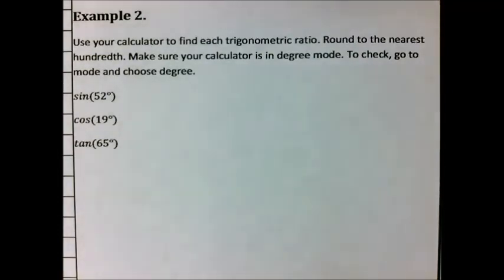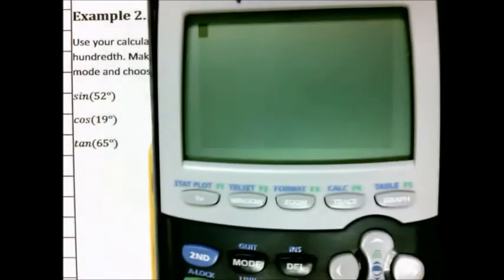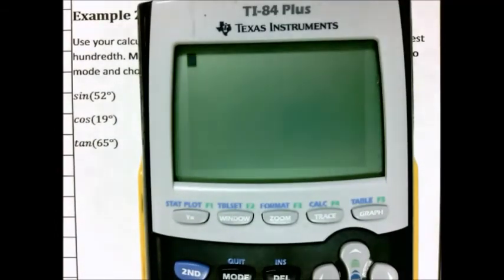Okay, so example 1 dealt with trying to find the trig ratio based on sides. Example 2 deals with trying to find trig ratios based on angles, okay? And we're going to need to round to the nearest hundredth again. But the real quick thing that I want you guys to make sure you do is if you have a calculator with you, I would get a calculator out. But you need to make sure you change your calculator mode to degree instead of radian.